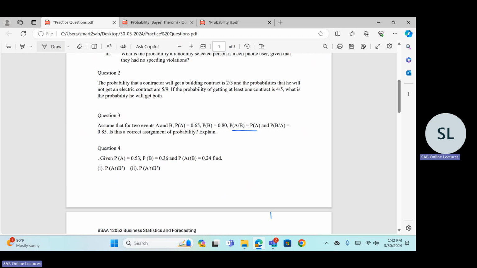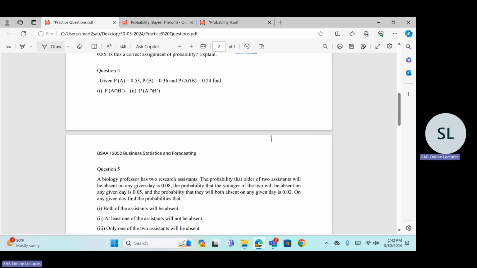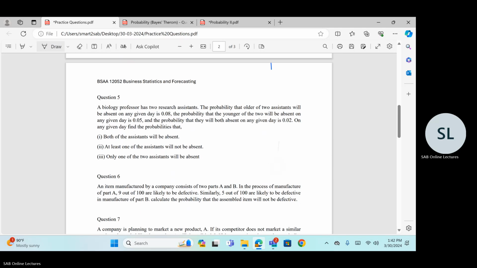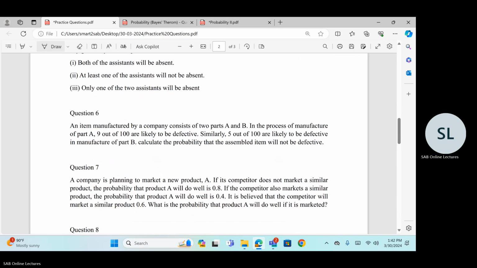Question number 2. Last week we discussed question number 2. Then read question number 6.